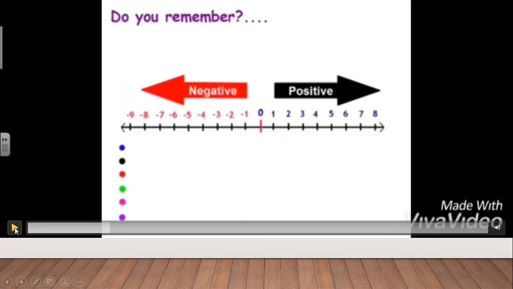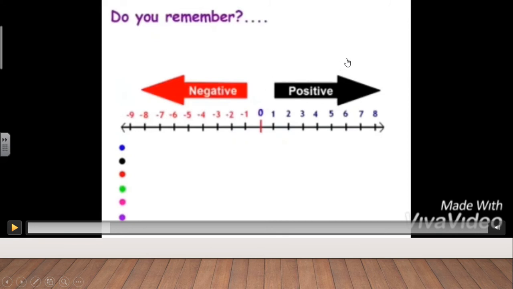Let's start with the number line. That's the number line. In the middle we have the 0, okay? Then 1, 2, 3, 4, 5 and so on. So the numbers on the right side are positive numbers. All numbers on the right are positive numbers, okay?